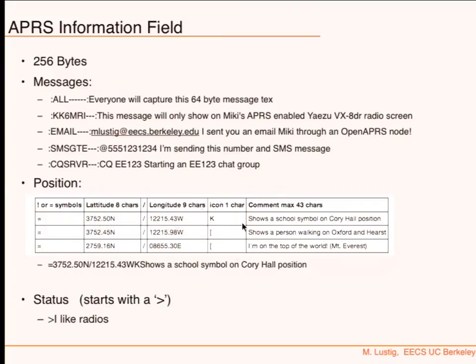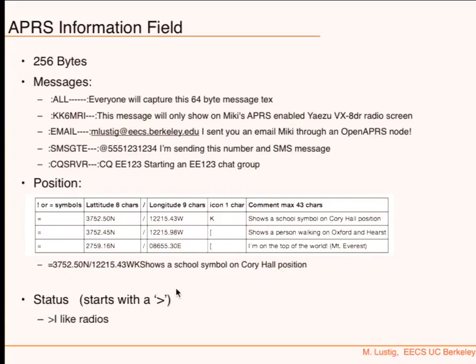Then you can pick your icon. You can look up a list of icons, but K would be a school icon, and a bracket will show a person. If I send this, it will show a person walking on Oxford and Hearst. And if I send this, it will show a person on top of Everest. It's not illegal to do this, but it's just not good form. And this shows the school symbol on Cory Hall, for example.